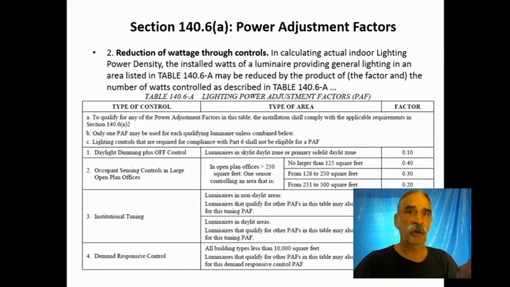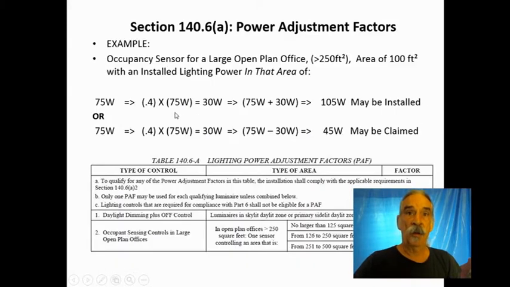alterations. So here we see the table from the 2016 code that shows occupant sensing controls in large open plan offices. And you'll note that the power adjustment factor is based on the square footage under control. So let's take a closer look at this. You can take that power adjustment factor and multiply it by the installed wattage, and that will give you something called a control credit in watts, and you can either install that much more or claim you didn't install that much, subtract that off. So 0.4 is a biggie.